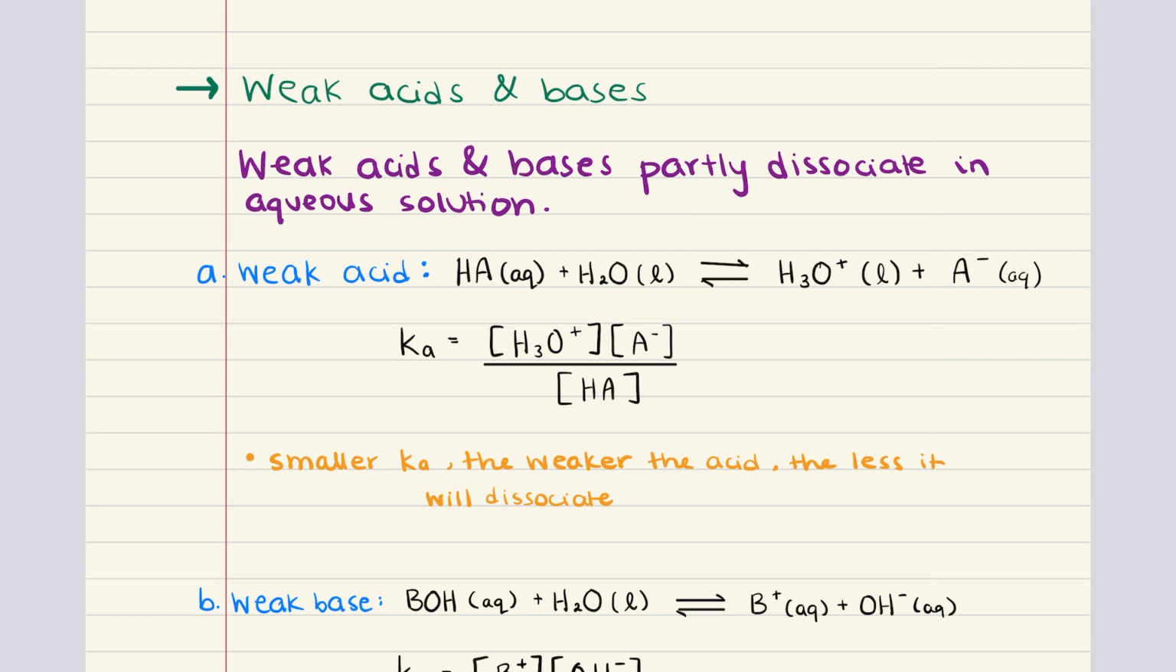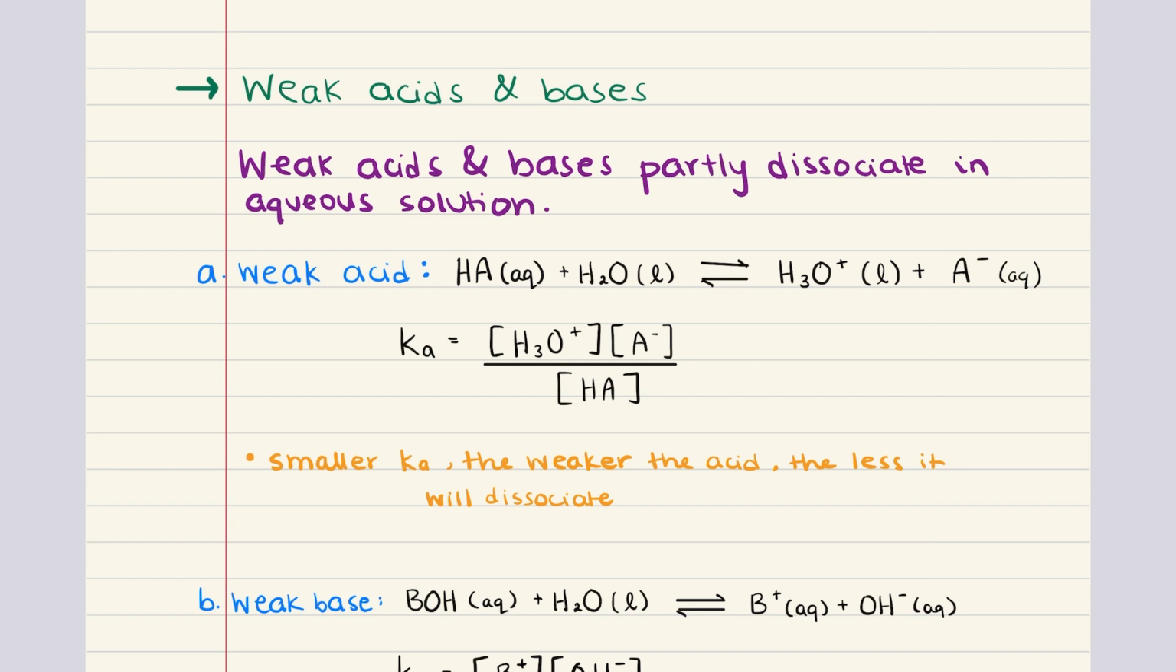Today we're going to be continuing our lecture on acid-base chemistry. And our first topic today is going to be over weak acids and bases. Weak acids and bases are substances that only partially dissociate in aqueous solutions.